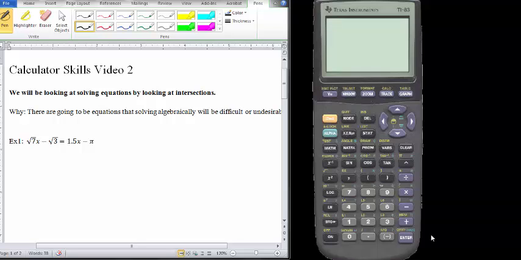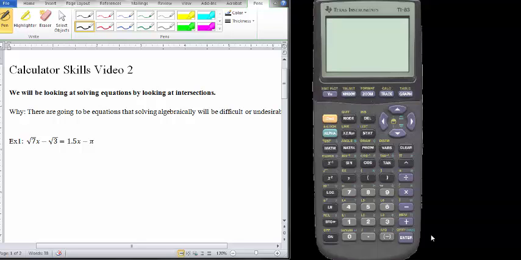So we're going to be taking a look here at a second calculator skills video. You'll see a few of these throughout the year. And this one is going to be solving equations by looking at intersections. And we're going to be using the graphing calculator to assist us in this. So have your calculator ready and we'll get started.